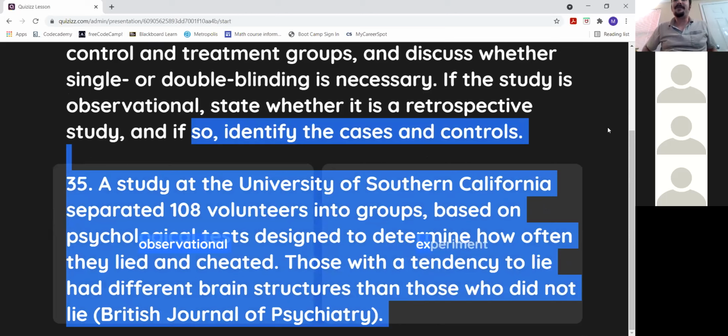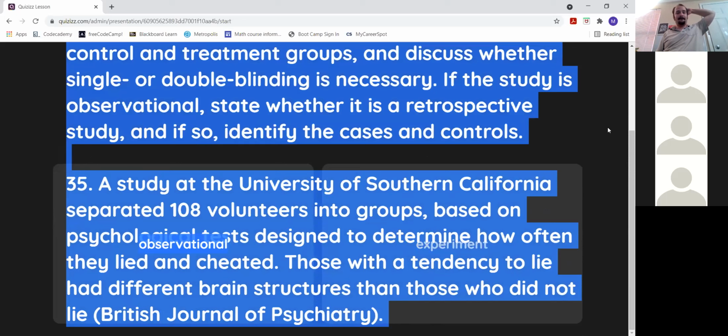A study at the University of Southern California separated 108 volunteers into groups based on psychological tests designed to determine how often they lied and cheated. So I don't think this is out there. I think we already went over that section with the lie detector tests and determined that they weren't very reliable. But let's pretend like they can do this. It's an imaginary test. So somehow they're going to determine whether they lied and cheated. Those that have a tendency to lie had different brain structures than those who did not.